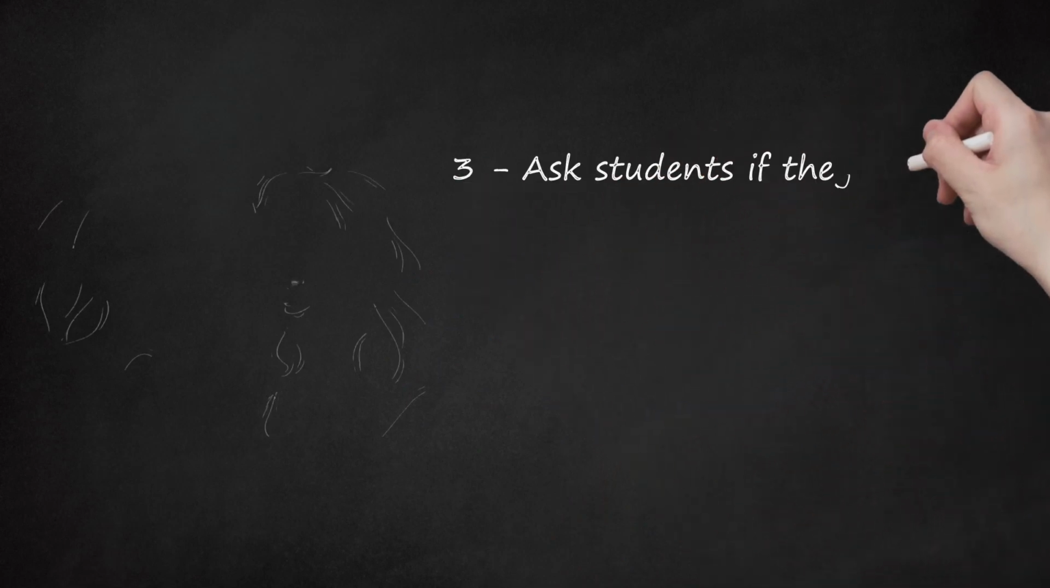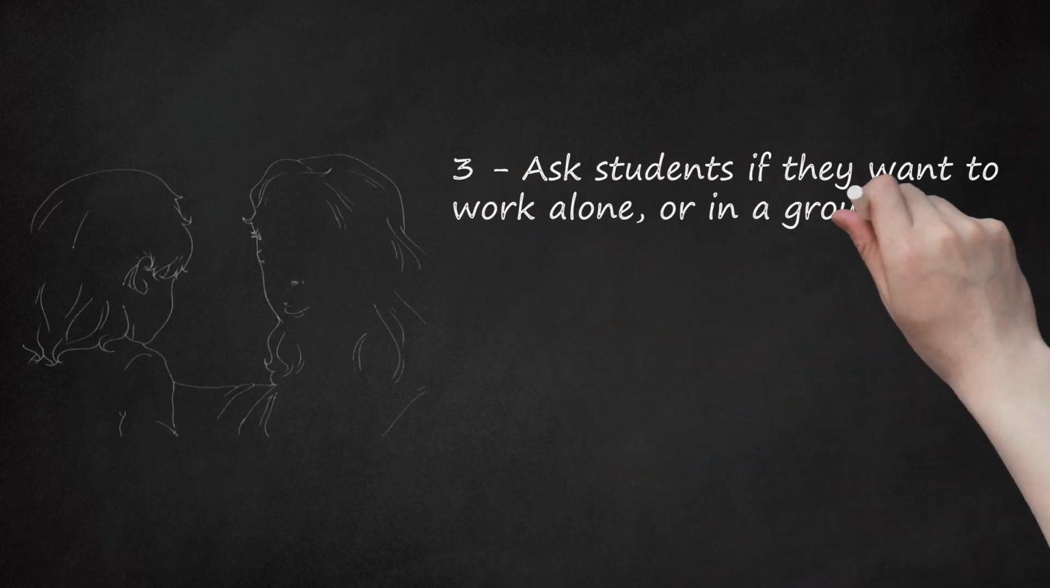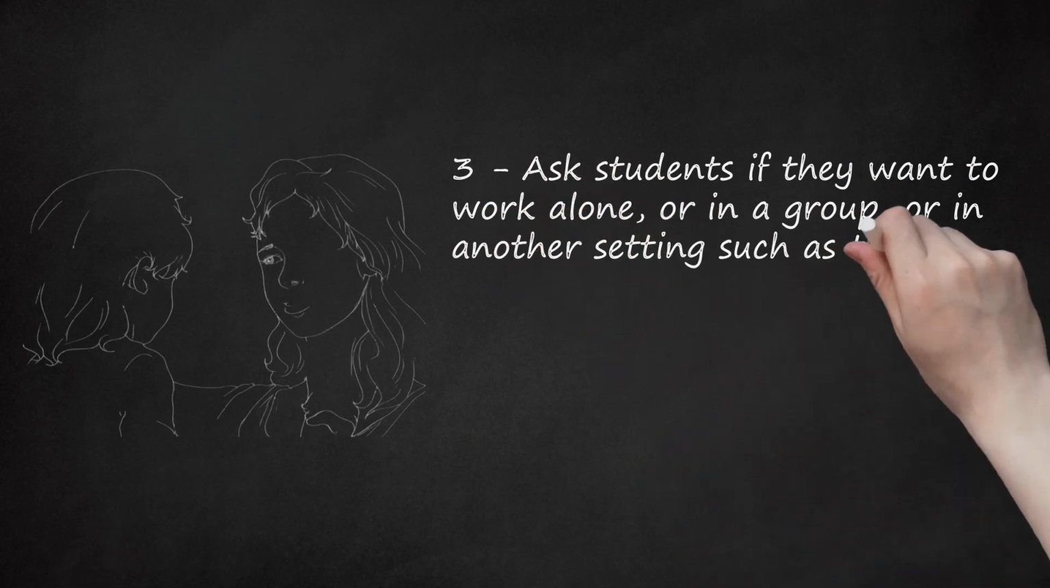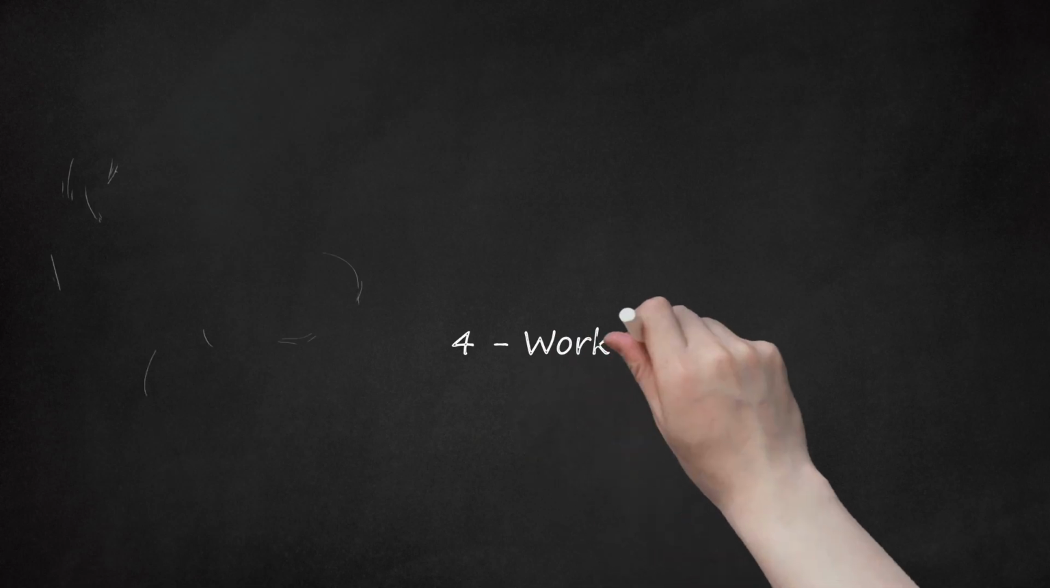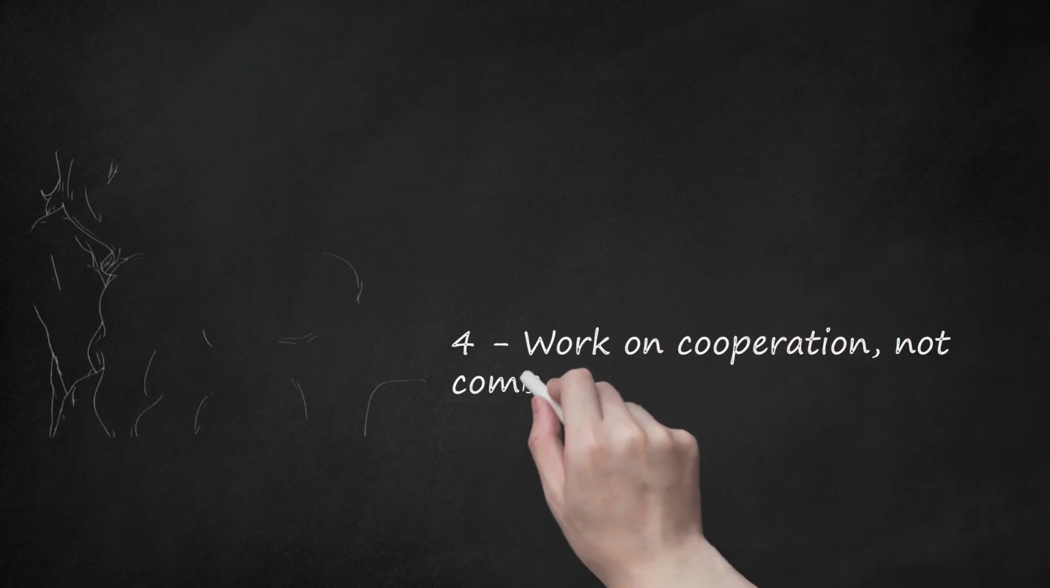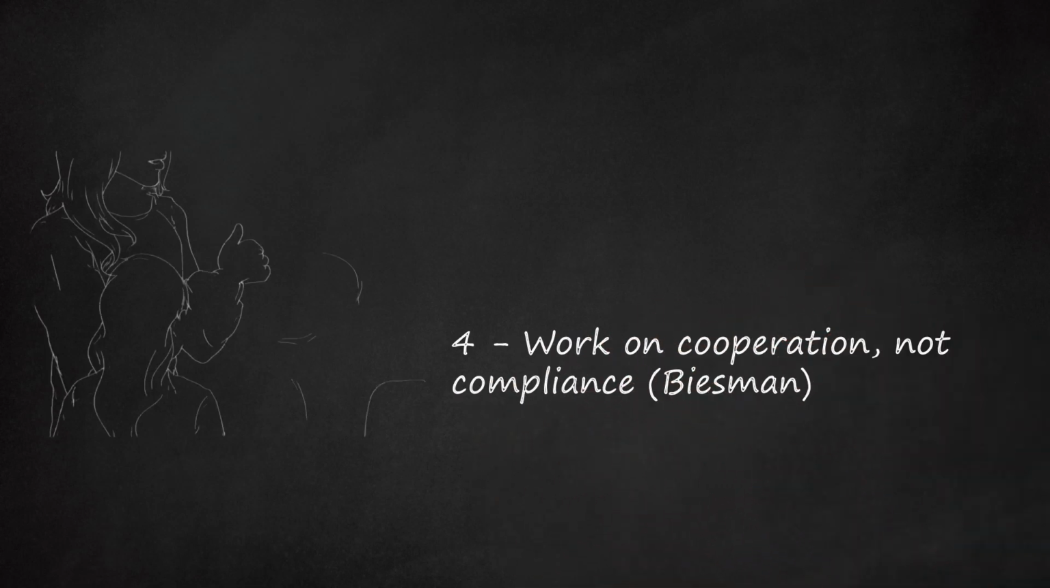3. Ask students if they want to work alone, or in a group, or in another setting such as the floor or reading corner, Curran 13. 4. Work on cooperation, not compliance, Beisman. Compliance training removes choices, which can leave children vulnerable to peer pressure and abuse. Cooperation encourages working together, while each person's autonomy is respected.